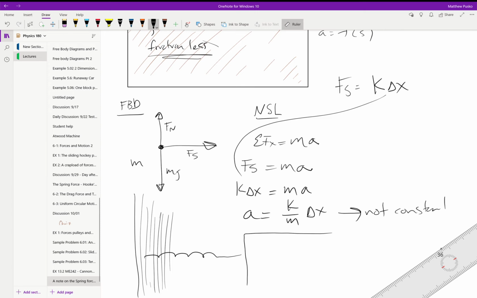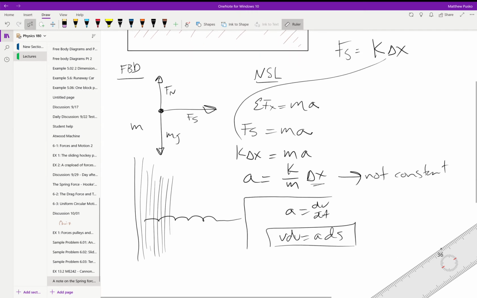You would have to use something like acceleration is equal to dv dt, rearrange and integrate, since it's a function of position. More likely you could use v dv is equal to a ds and figure out a new kinematic equation for this particular acceleration. That's still a little at the advanced level. You need to be aware of it.